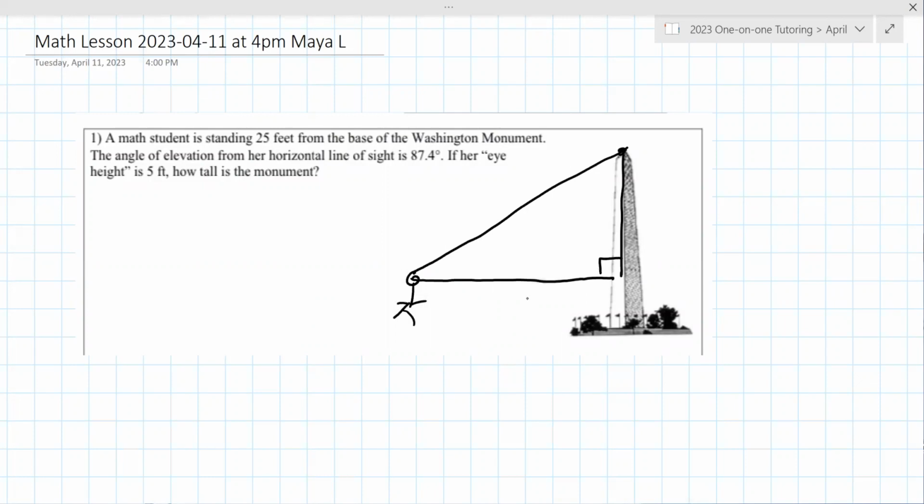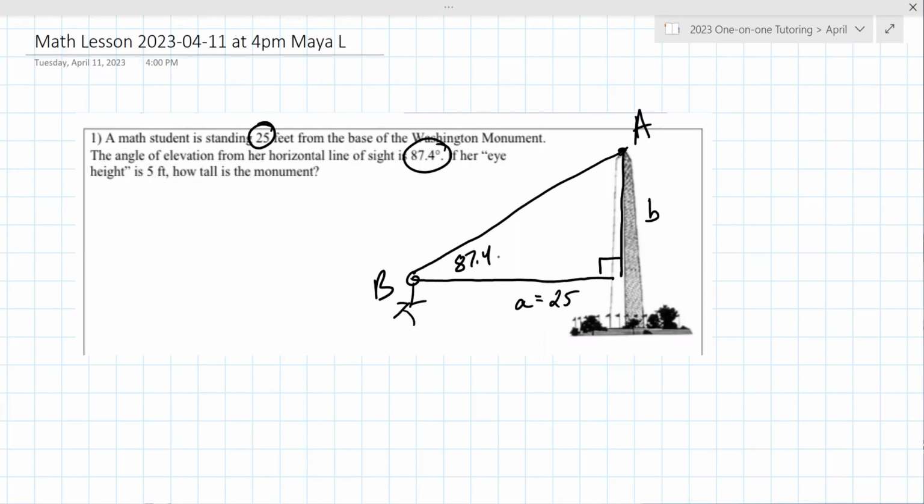Now, I'm going to label this A, B. This is big A. Oops, that's wrong. Big B, big A. Can you tell me where 25 goes and where 87.4 goes? In this drawing, the 25 would be little A, and the 87.4 would be angle B.